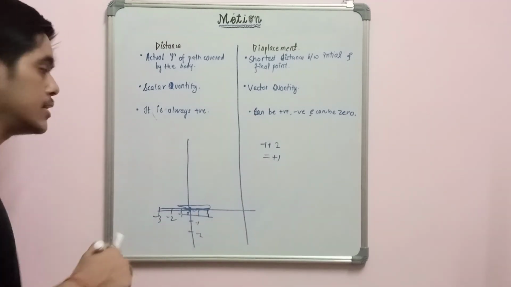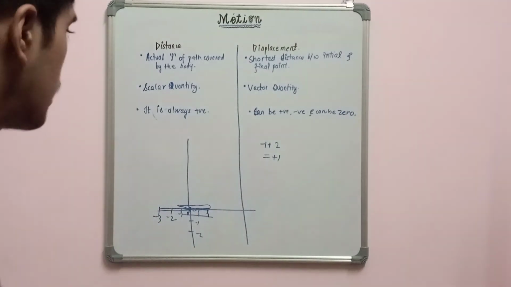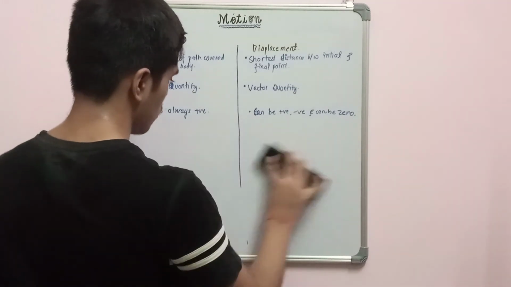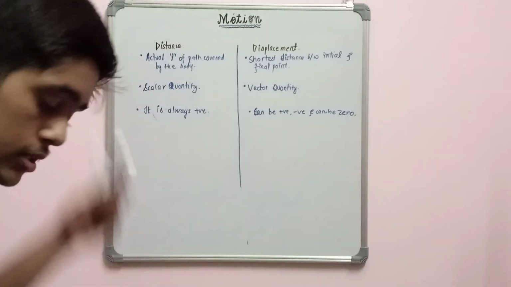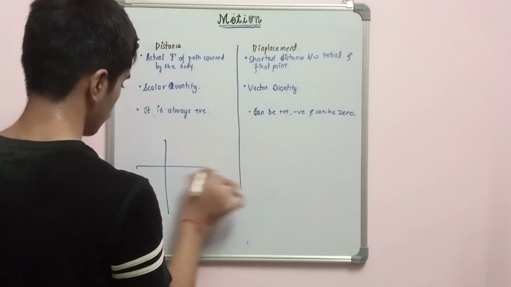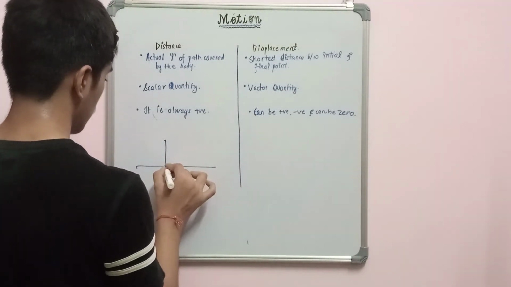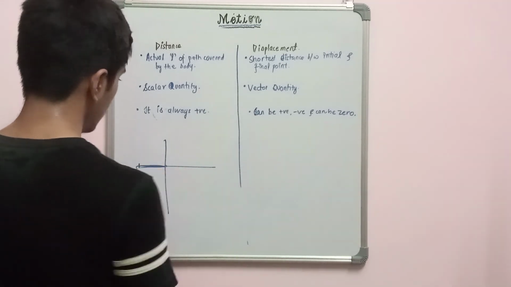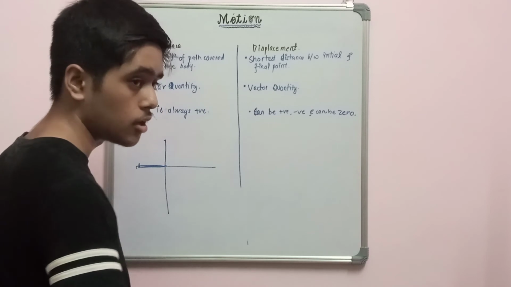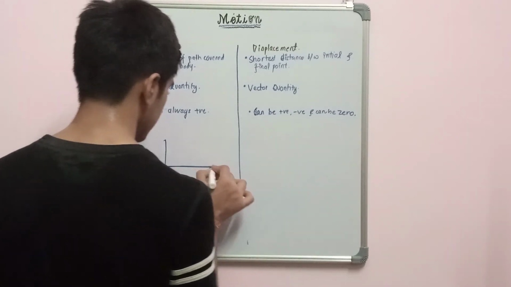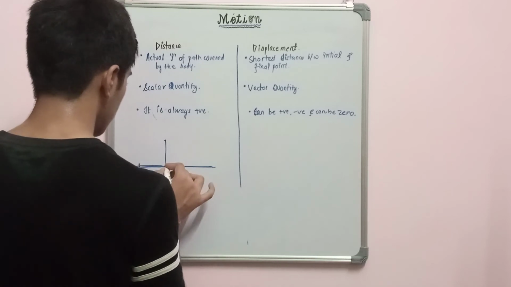Now how can distance only be positive? I am showing you that also. Distance is always positive. See, if a body goes from here to here, it never goes in the negative direction. Remember that, it never goes in the negative direction. The body will always move toward the positive x axis.